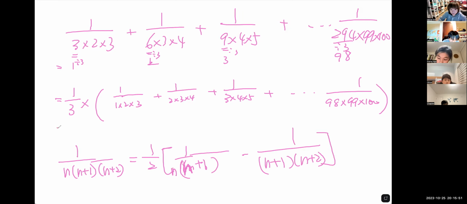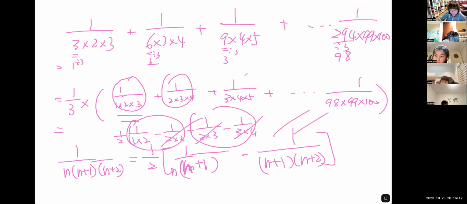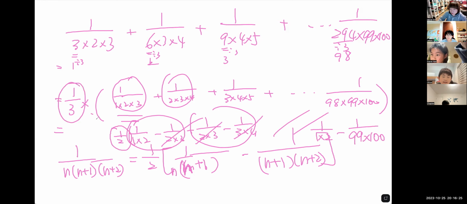Get it? So all you need to do is take this one as equals 1/2 of 1 over 1 times 2 minus 1 over 2 times 3, plus 1 over 2 times 3 minus 1 over 3 times 4. Correct? This one equals this one, and this one equals this one. So basically you can just cancel everything. So basically it is 1 over 1 times 2 minus 1 over 99 times 100. Don't forget this 1/2, and don't forget this 1/3. Get it? So just use the formula to calculate them out.